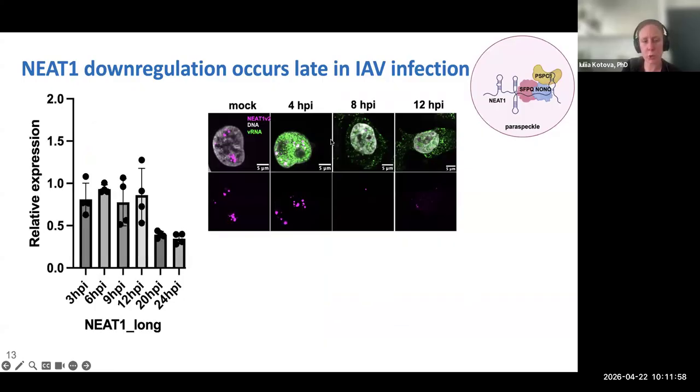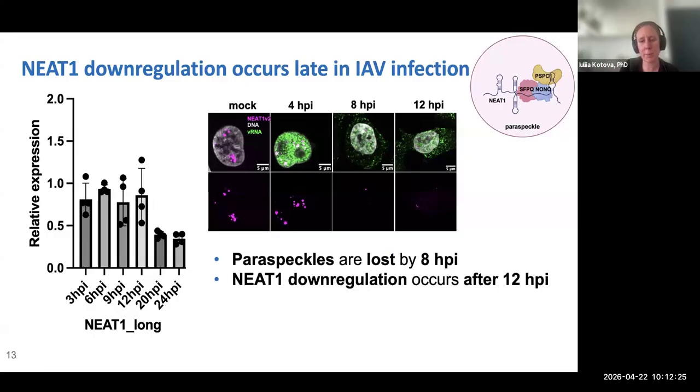However, when we did the qPCR of NEAT1, because here it might be that the NEAT1 is still present at 8 hours, but we just cannot see it because it's diffused in the cells and not highly concentrated anymore. And it seems to be indeed what is happening, because up to 12 hours, we still see more or less stable levels of NEAT1, while we cannot see intact paraspeckles anymore.